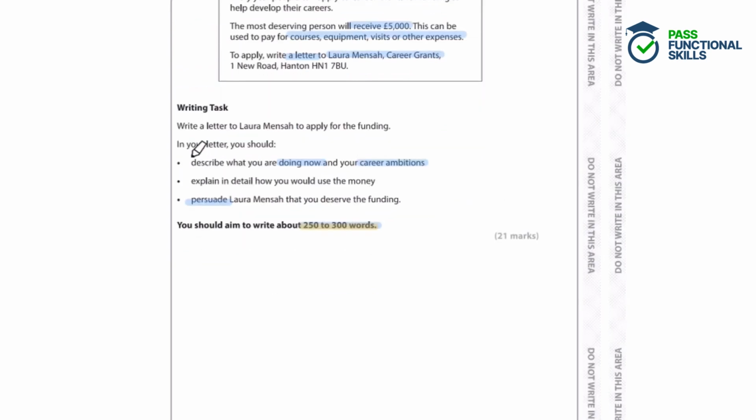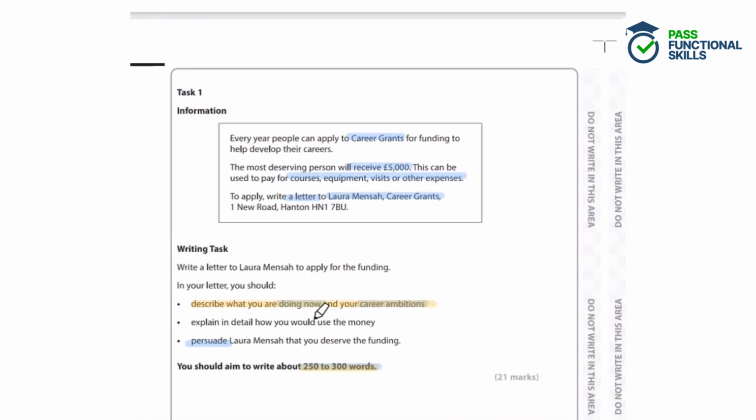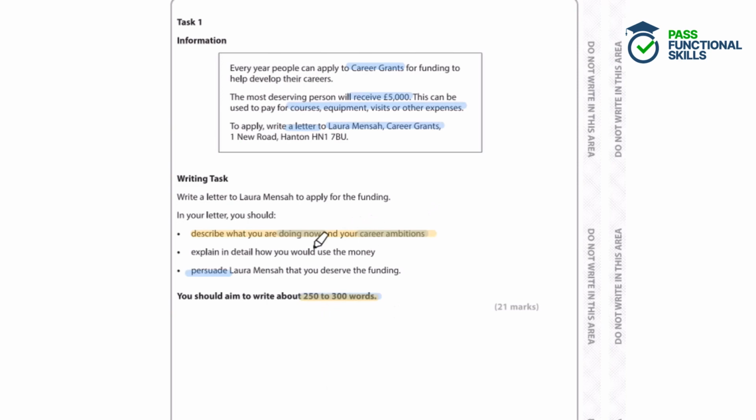So the first one, describe what you are doing now and your career ambitions. They've described what they're doing at the moment. They are a part-time primary teaching assistant and they aspire to become the head teacher if they're in school. So what they want to do in the future has been mentioned as well. So they've ticked that first bullet point.